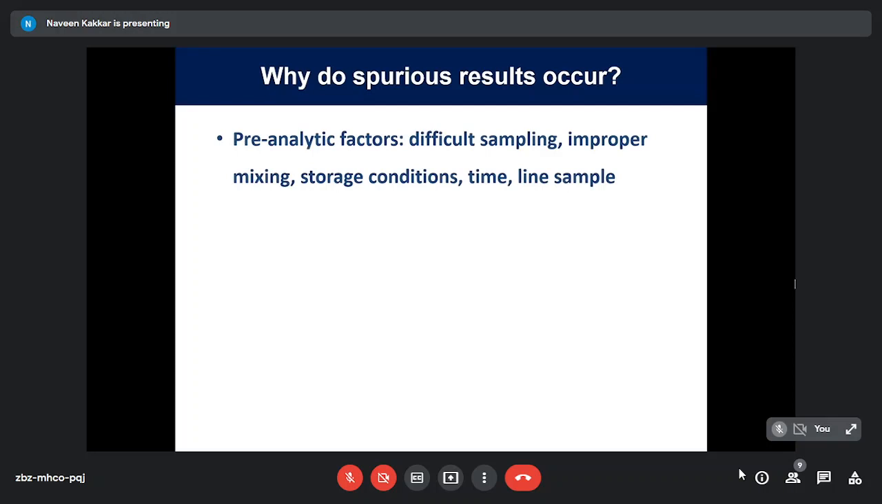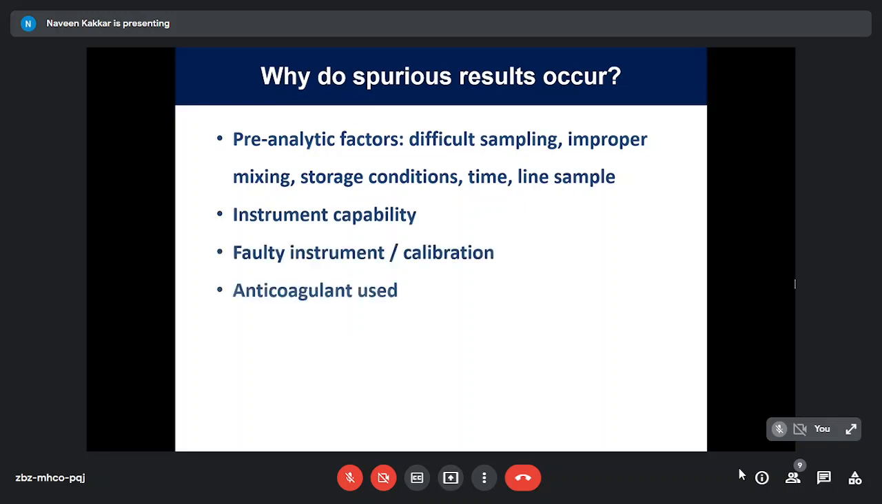Pre-analytical factors, one of the most important areas of laboratory artifacts: difficult sampling, improper mixing of your sample, storage conditions. I'll show you one example of that. Time, or if the sample is taken from a line, all that can affect the quality of your sample and cause spurious results. Instrument capability, faulty instrument or calibration. The anticoagulant use, especially EDTA, can cause a lot of problems sometimes in some patients. And actually the patient or sample characteristics: something is true in the patient, but the machine is not able to pick it up.